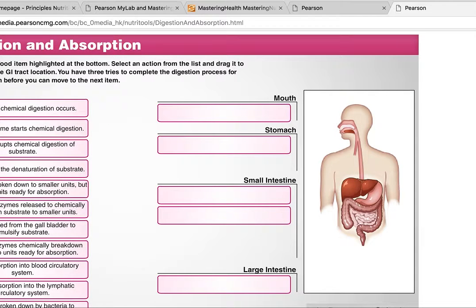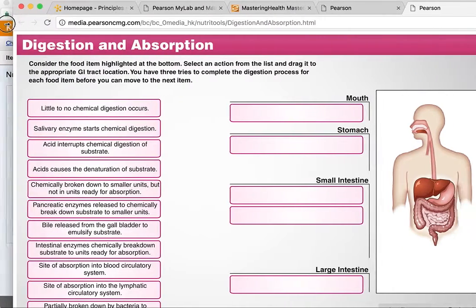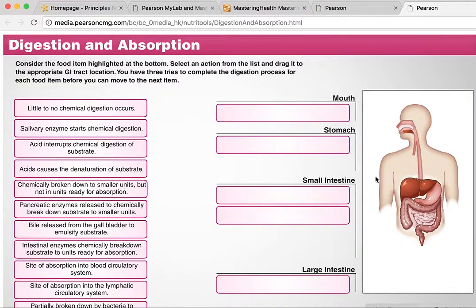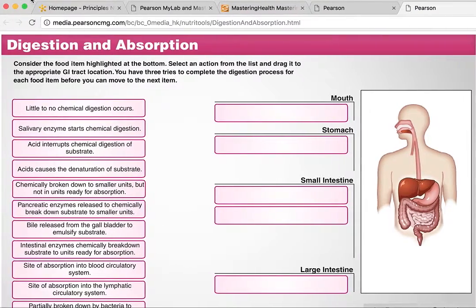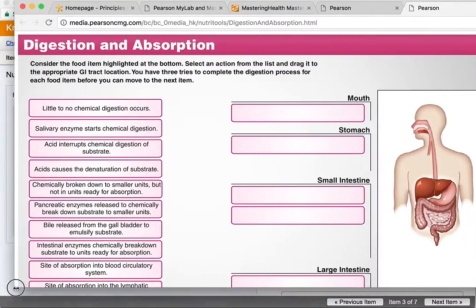So let me get this back into the screen shared portion here, if I can. There's the corner. Okay.